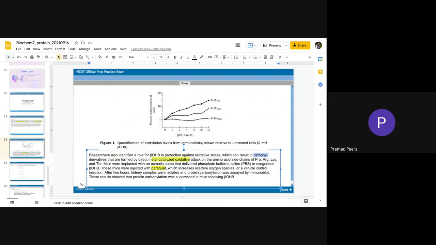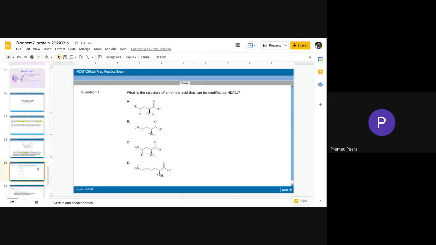And how do they measure this? They measure by isolating the kidney sample and then assaying the carbonylation on the immunoblot. The result is that the carbonylation is suppressed when they receive the beta OHB, confirming the researchers' hypothesis that beta OHB has a protection against the oxidative stress. So that is the passage itself.